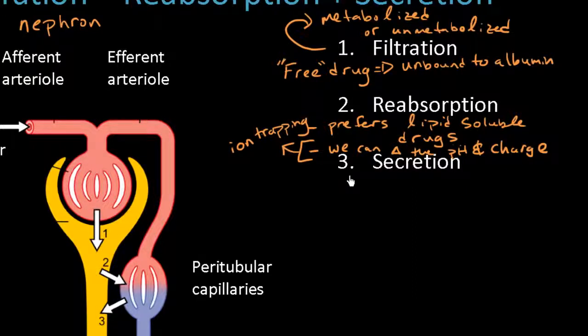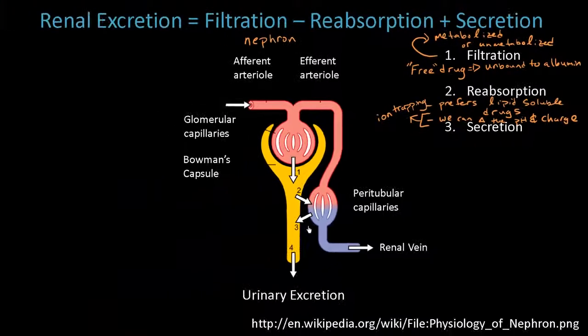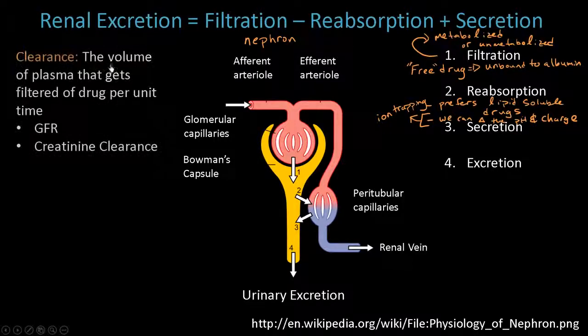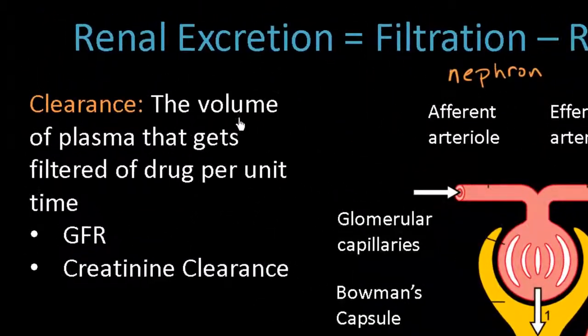And so step 3 is secretion. And for many drugs, this is the way that we get rid of it into our urine. And finally, when we take the sum of all of these, we get our urinary excretion. So now let's relate this back to clearance, which was the topic of the last video. So clearance itself, the definition of it, it is the volume of plasma that gets filtered of drug per unit time.